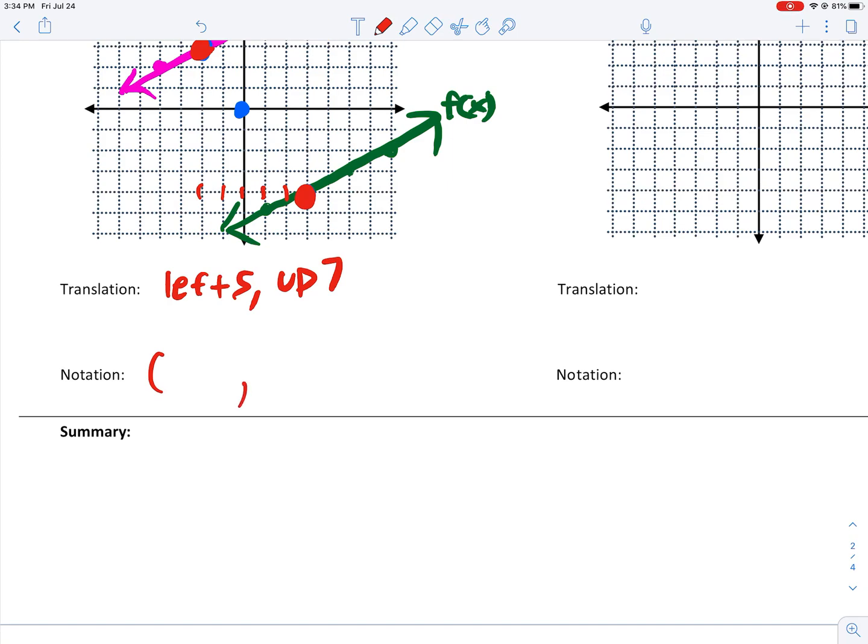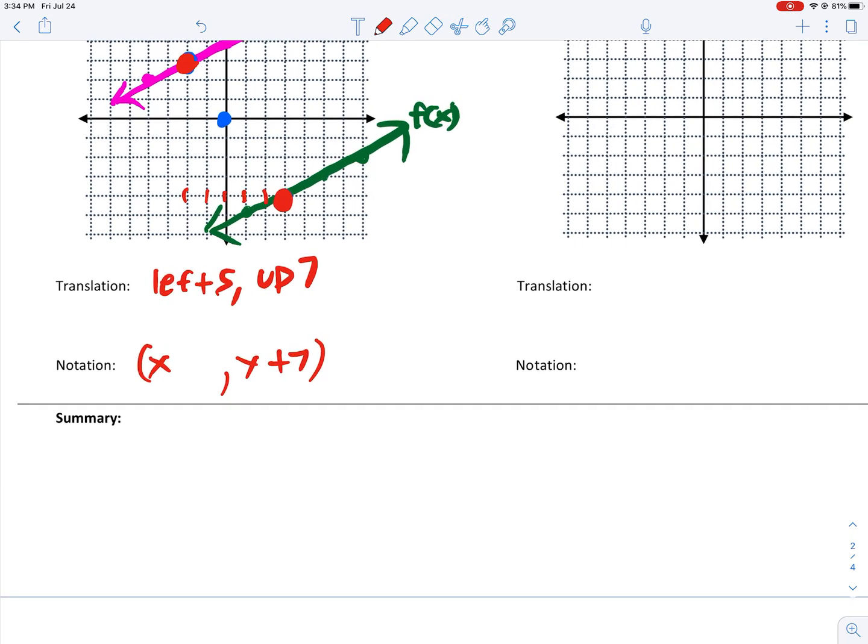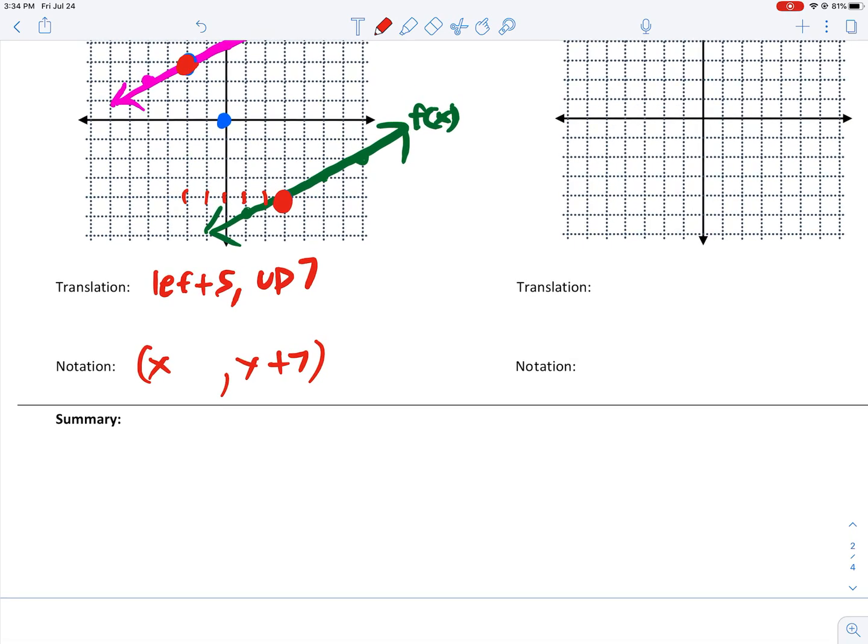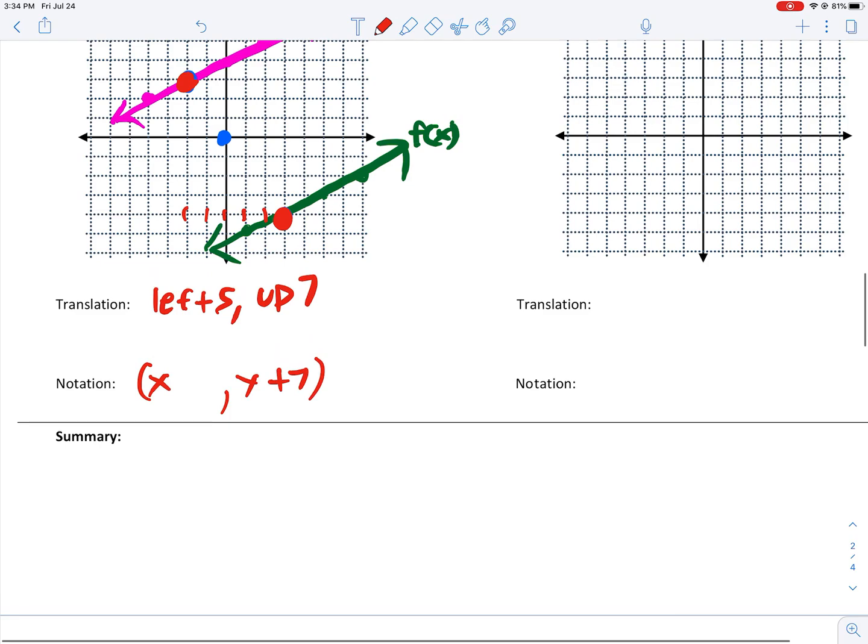So we want to write this in notation. So we have x, we have y. So we went up 7. All right. And right? We went left 5.